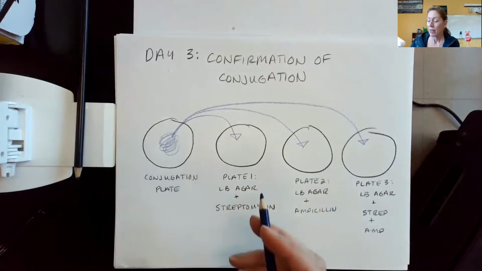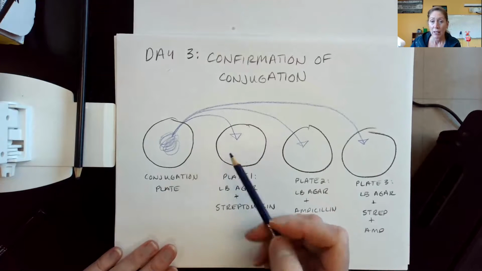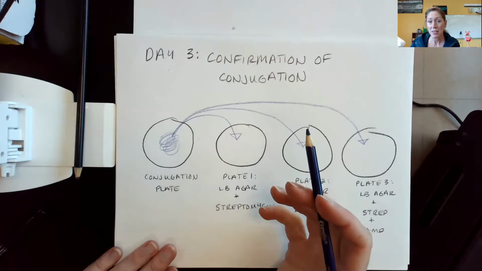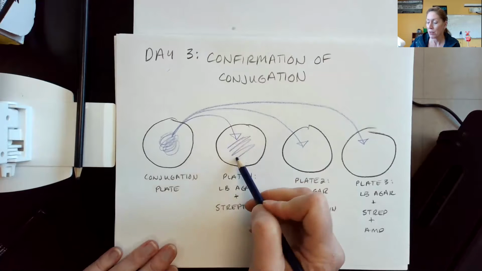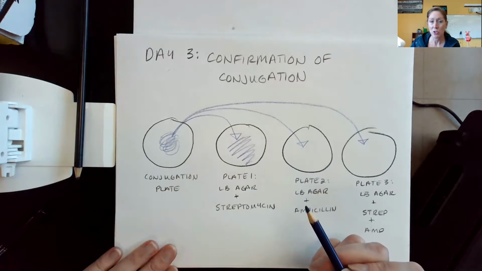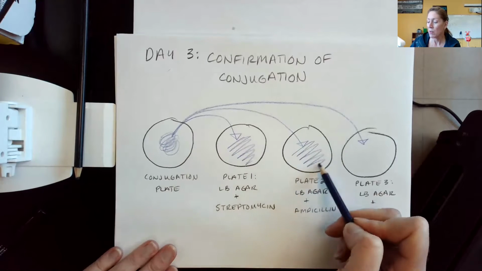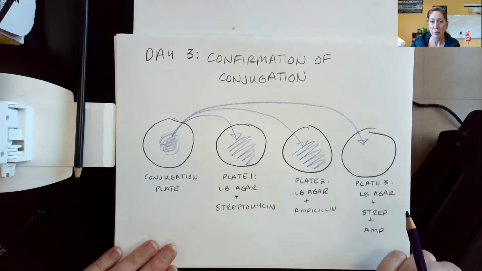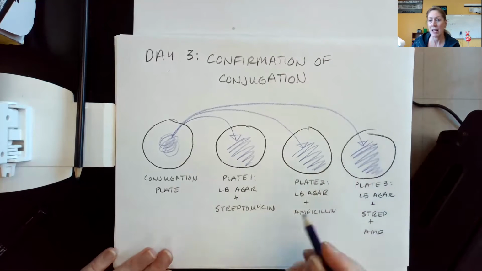Okay, we're back. So here's what would happen. Well, if conjugation was successful, then yes, we should see growth on the plate that contains streptomycin. And yes, we should see growth on the plate that contains ampicillin. And guess what? We should see growth on the plate that contains both.